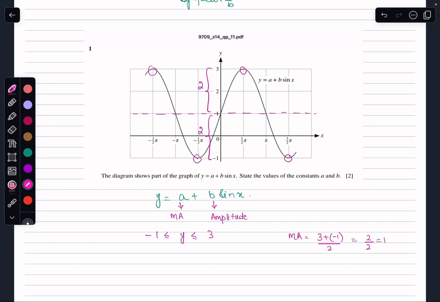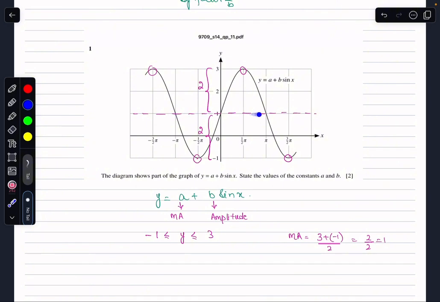We know that b is the amplitude. So this b needs to be the amplitude. A, which is actually the mid-axis, or we can also say that it's the translation along the y-axis, we can see that the translation along the y-axis is going to be a 1, and the mid-axis value is also a 1. Translation: sine of 0 is a 0, translated to 1.